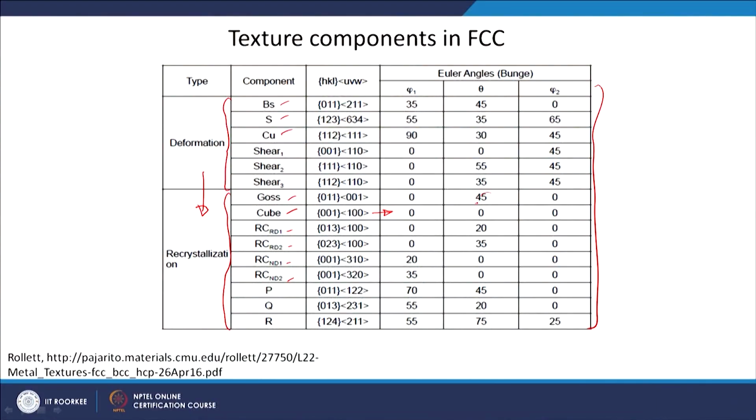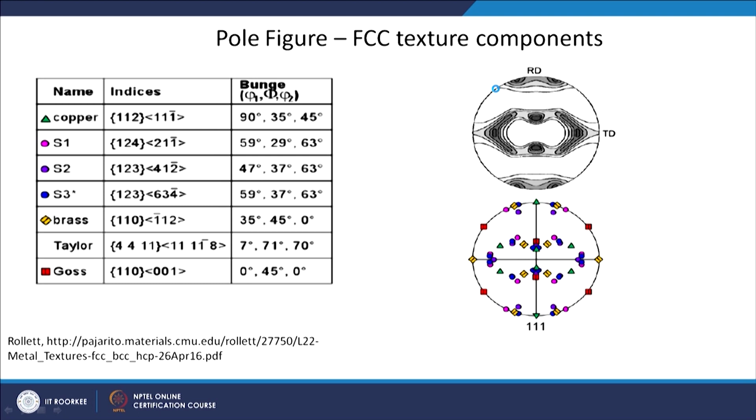In case of Gauss, it is just a rotation of 45 degrees on one angle. So, that is what you can see here. And instead of theta I will put the capital phi here. That is what we discussed in the previous lecture. Again, this same FCC texture component we can look at in the pole figure, and the pole figure will look something like this.